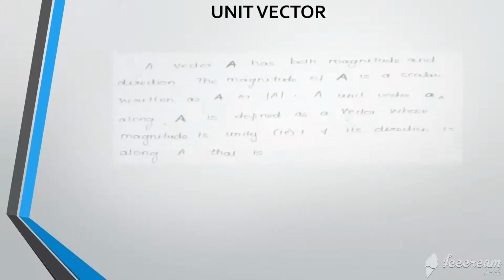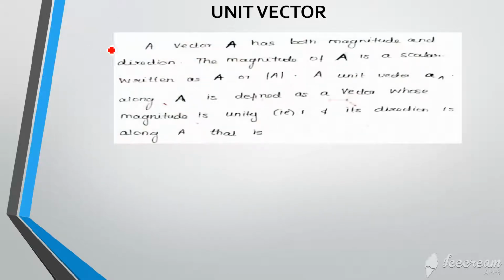Next, unit vector. A vector A has both magnitude and direction. The magnitude of A is a scalar and is written as capital A or mod A. A unit vector a_A along A is defined as a vector whose magnitude is unity. That is important: a unit vector has magnitude unity, and its direction is along vector A.